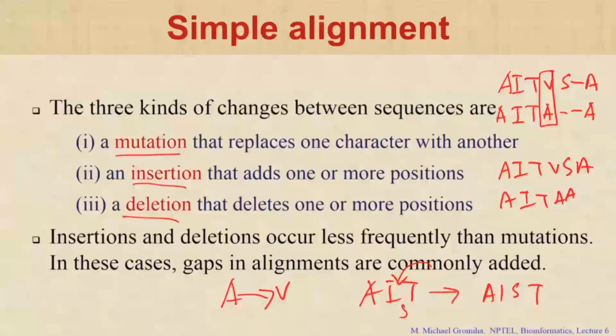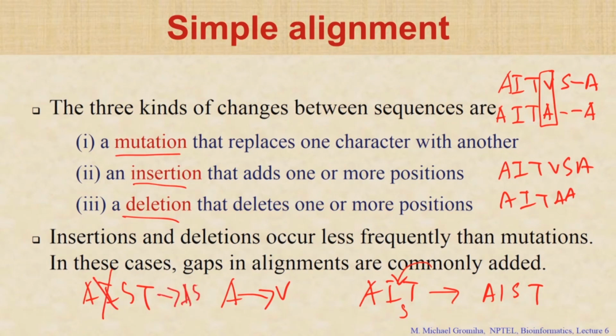Then there is another called deletion. In this case, some residues are deleted in the sequence. For example, if there is a sequence AIST and this I is deleted, then we get the sequence AST, right. Here this I is deleted. So, these are the three kinds of changes in the sequences: either you have mutation, or you have the insertion, or you have the deletion.